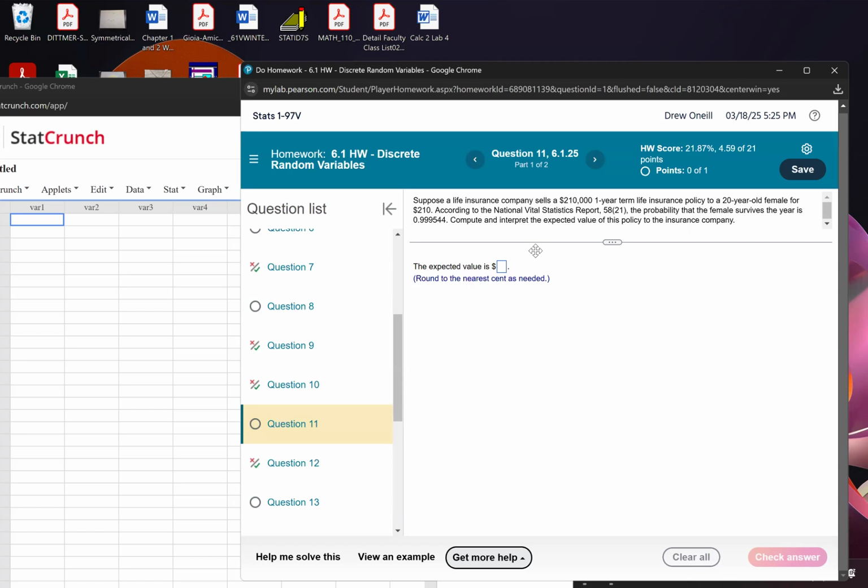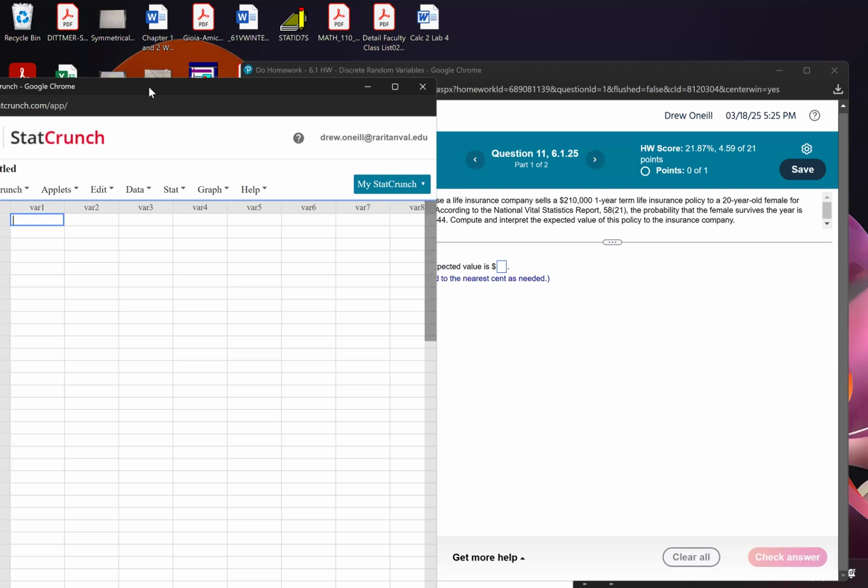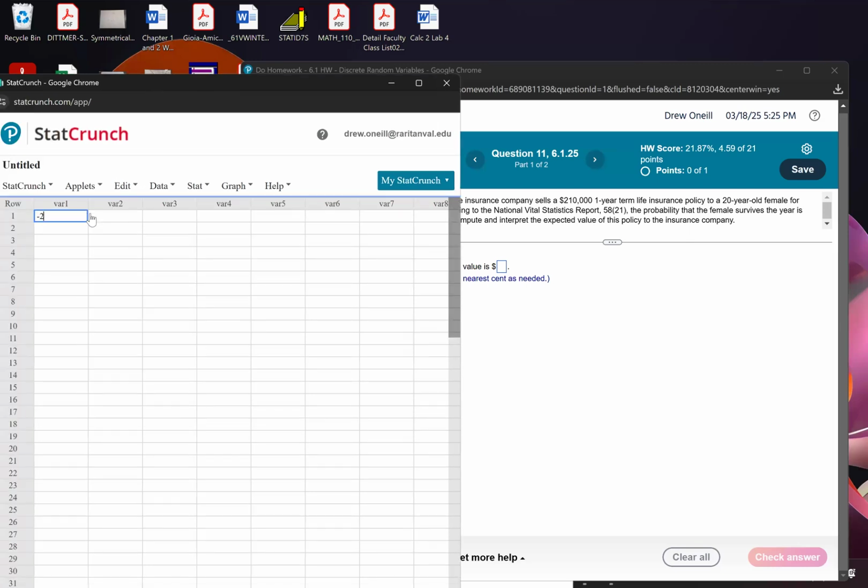So they charge a female $210 per year for life insurance. God forbid she dies, they would have to pay her out $210,000. We're doing this from the perspective of the insurance company, so it'd be negative 210,000, except she paid us at least 210, so we got something. That would be negative 209,790. In other words, if you add 210 to that, you get negative 210,000 back.